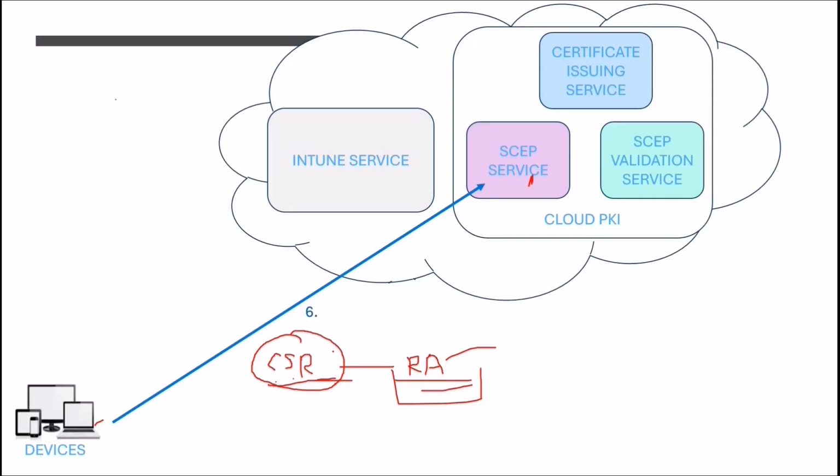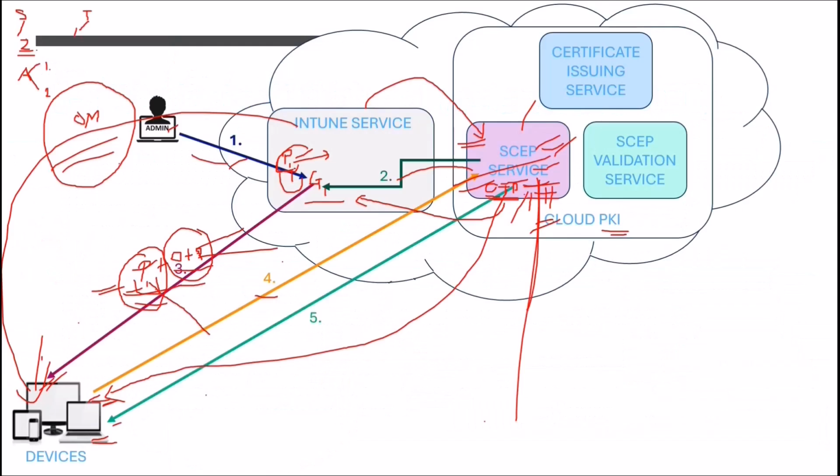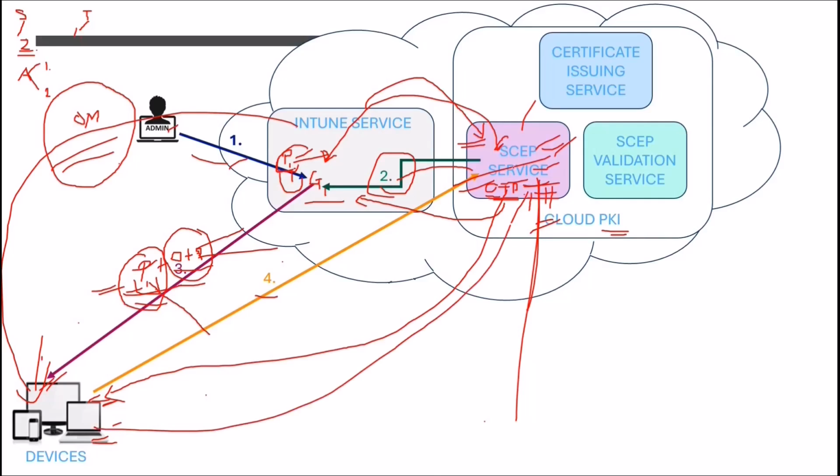As I said, the CSR contains many attributes like the common name to which the certificate should be issued, the validity, and all of that. And it also contains the OTP or the challenge. You remember this OTP or the challenge? If I go back, this OTP or the challenge is the same OTP or challenge which was generated by the SCEP service and sent to the Intune service in step 2. So the device has got that OTP and now it is presenting the same OTP to the SCEP service.